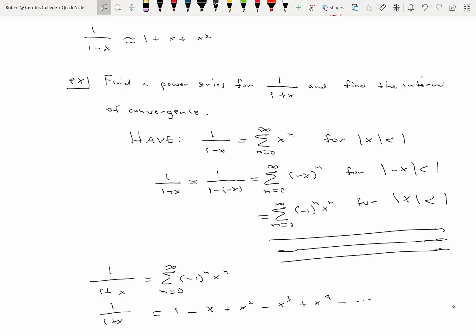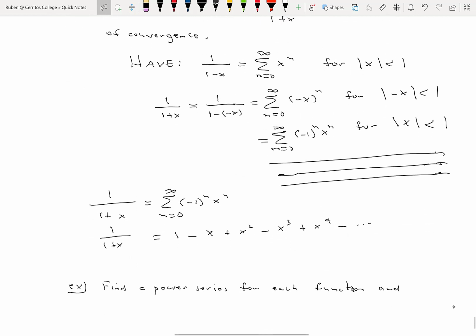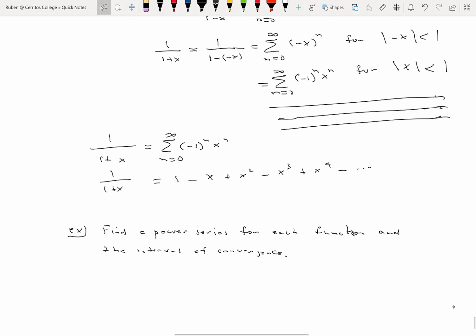Okay, so let's do this for some other functions. Find a power series representation for each function and the interval of convergence. For example, part A, the function is 1 over 5 plus x.